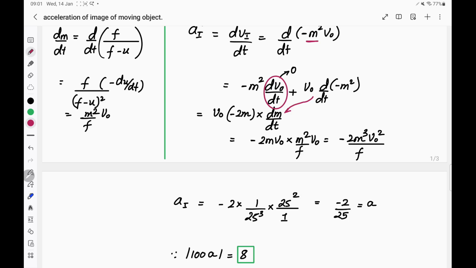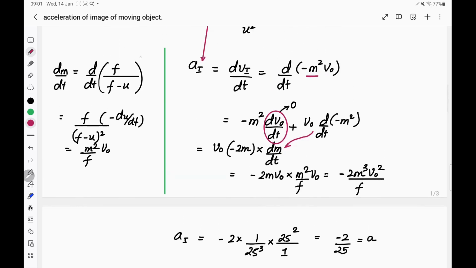We need to get the value of dm by dt. So I have worked out dm by dt on the LHS over here. dm by dt is d by dt of f divided by f minus u. Note that I am not using minus v by u here. It will become very lengthy. So I am using f divided by f minus u. So on differentiating, we are going to get f divided by f minus u whole square into minus du by dt by chain rule. So now I will put the value of v_o.